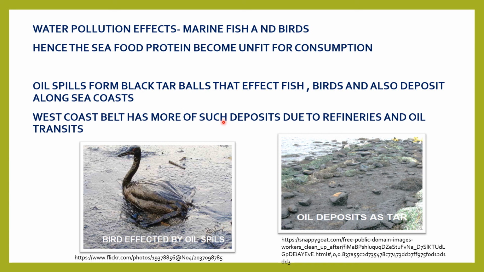So when oil builds up, this oil starts floating. It forms what is known as black tar balls, and that will affect the fish. It will deposit on the birds also, and it will deposit even in the coastal areas like this. Even our Indian west coast belt has more of such deposits which are seen because of the lots of refineries which are there, and the oil transit usually takes place mostly on that west coast. So you can see such areas on the west coast.